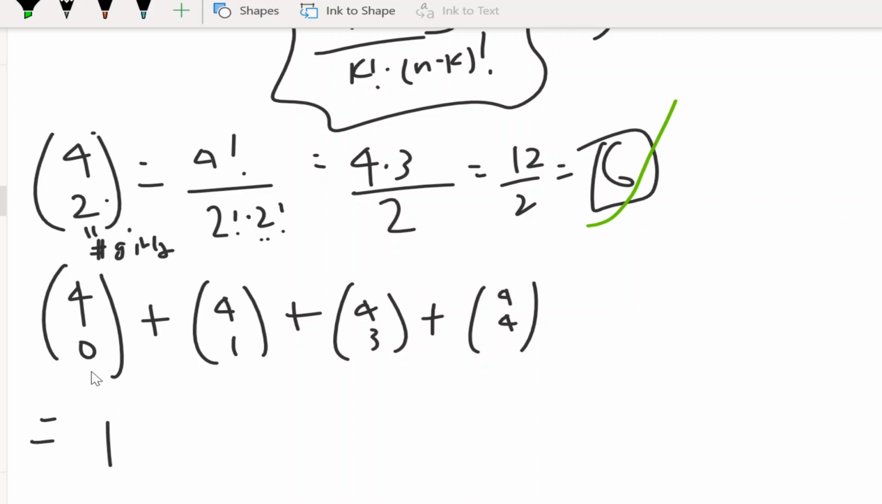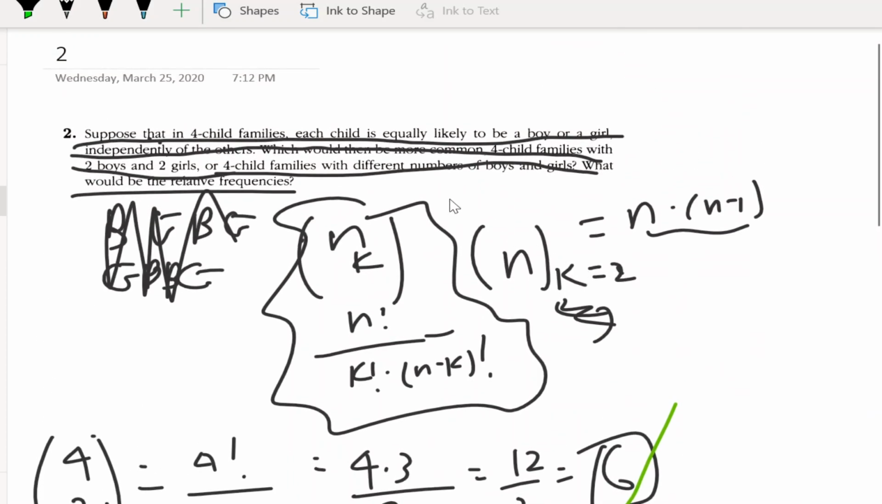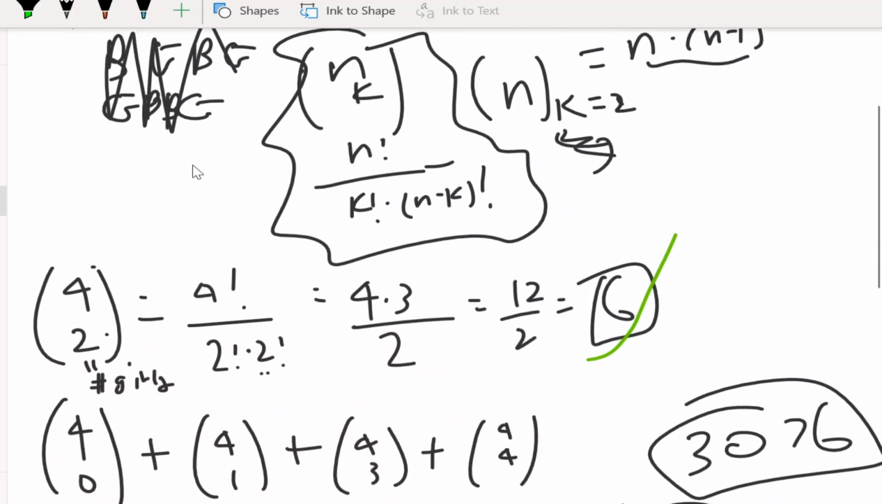So that would be 1, because 4 choose 0 is equal to 1, plus 4 choose 1, which is 4 factorial over 3 factorial, that's 4 at the top, times 1, so 4, plus 4 choose 3, which is also 4, plus 1, because 4 choose 4 is equal to 1. So that would be equal to 10. And as we can see, 10 is greater than 6. So it's more common for there to be 4-child families with different numbers of boys and girls than 4-child families with 2 boys and 2 girls.